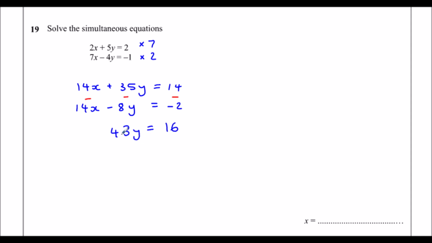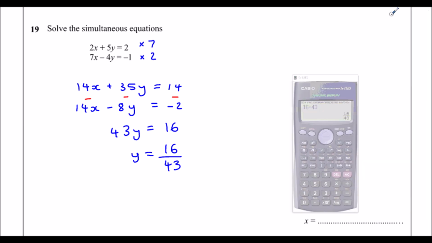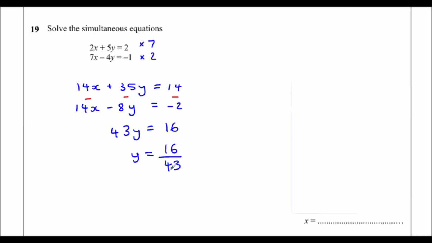To find y, I want to divide both sides by 43. So I'm going to leave it as a fraction, 16 over 43. It doesn't simplify. Again, check it in the calculator. So 16 divided by 43 is 16 over 43. We don't really want the decimal. We're going to use the fraction. So 16 over 43. Now I need to substitute this in to one of my top equations to find x. So I'll use the top one, 2x plus 5 times my answer, my 16 over 43, equals 2.